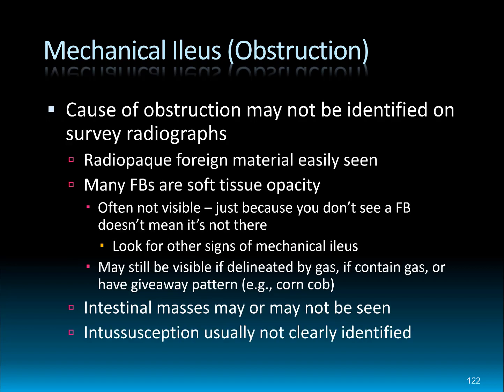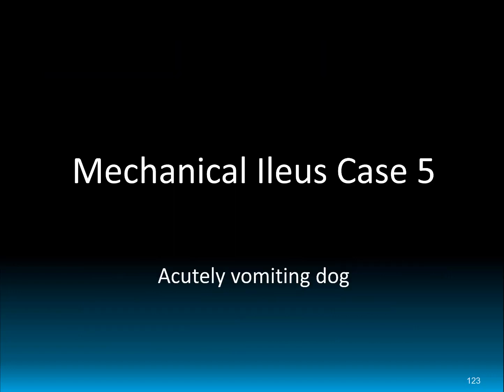And always remember that you may not see the cause of the obstruction on survey radiographs. If there's foreign material and it's radiopaque, that's easy, but a lot of foreign objects are soft tissue opacity because they're cloth, and so you may not see them as a discrete structure, or maybe you get a hint of it, but it's not convincing. But if there's evidence of an obstruction, you're going to have to go to surgery and go looking for it, even if you don't see the absolute agent.